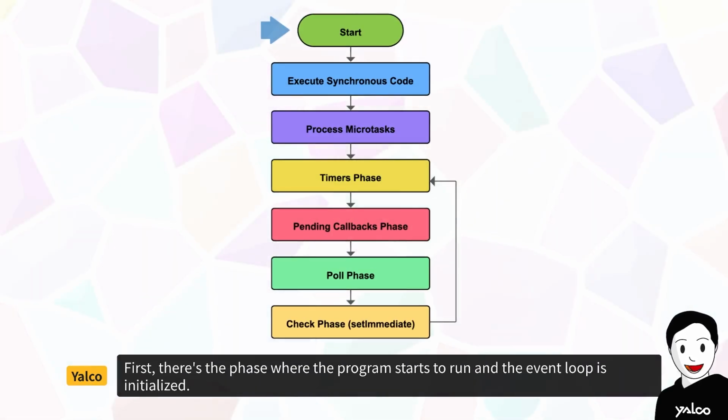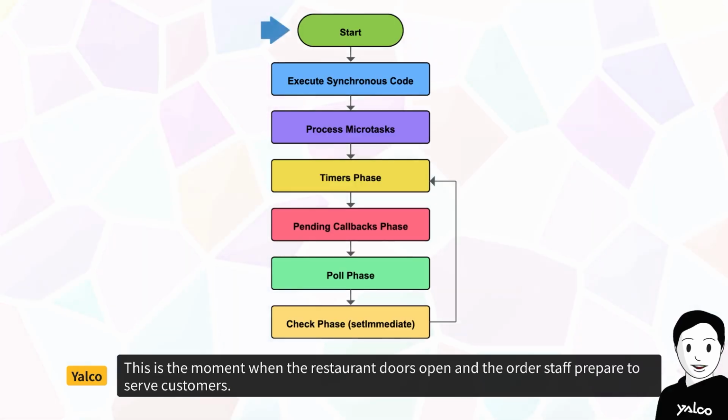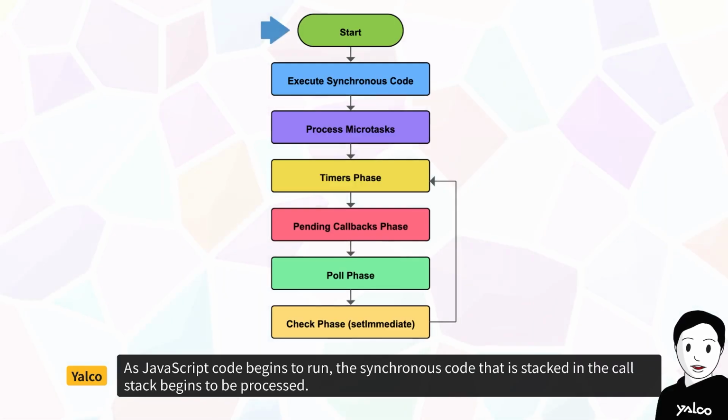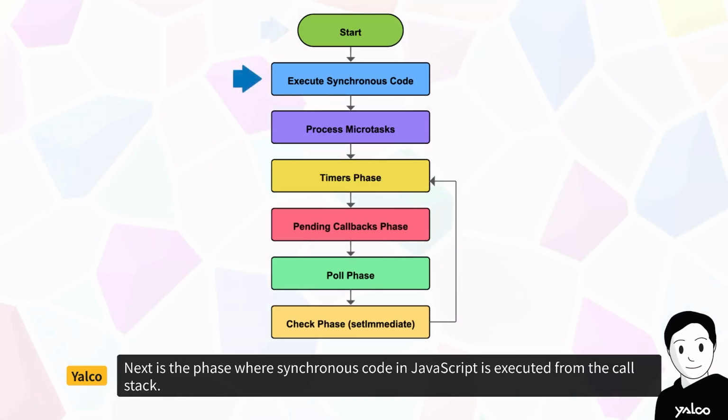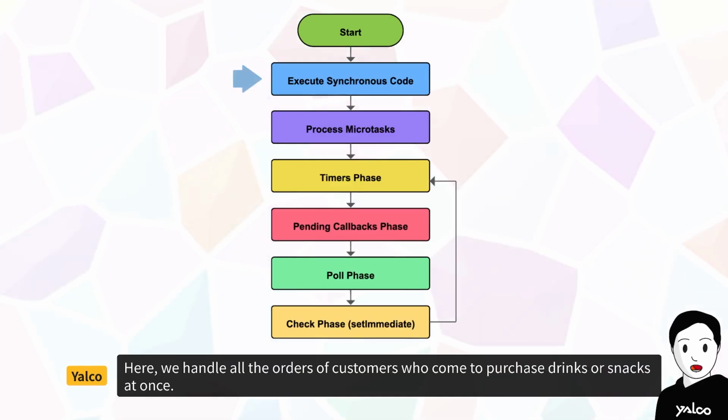First, there's the phase where the program starts to run and the event loop is initialized. This is the moment when the restaurant doors open and the order staff prepare to serve customers. As JavaScript code begins to run, the synchronous code that is stacked in the call stack begins to be processed. Next is the phase where synchronous code in JavaScript is executed from the call stack. Here, we handle all the orders of customers who come to purchase drinks or snacks at once.